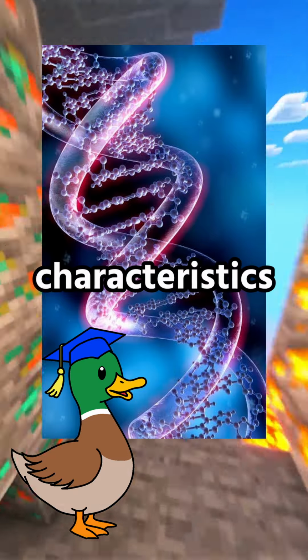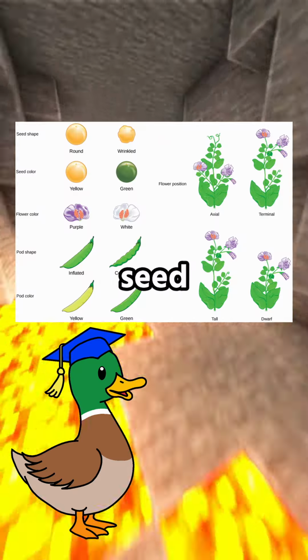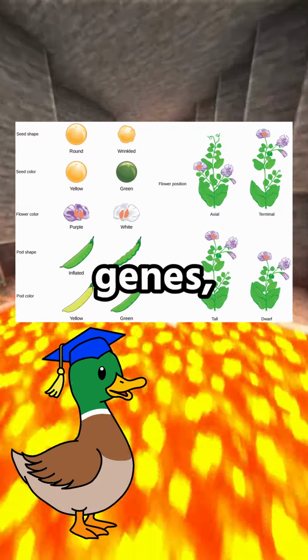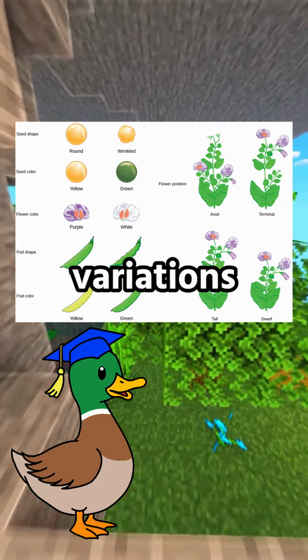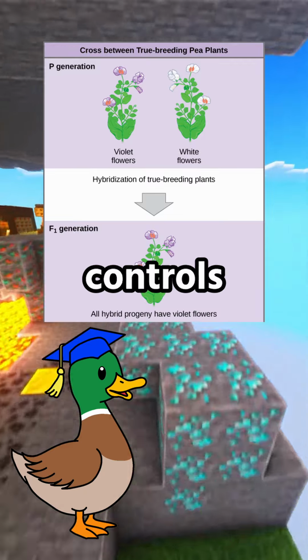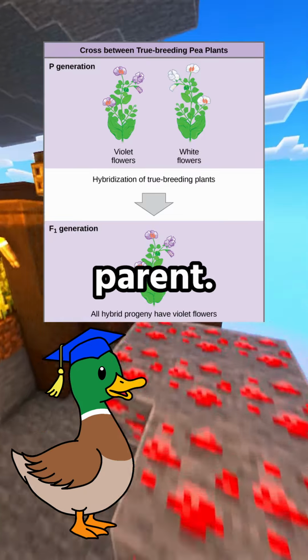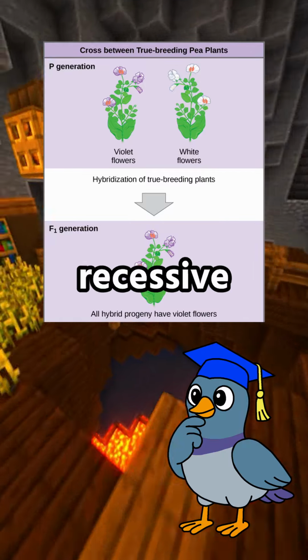Let's talk about characteristics and traits. Mendel found that traits, like flower color or seed shape, were passed down through genes, which exist in different variations called alleles. In a diploid organism, where a gene controls a single characteristic, there exist two alleles, one from each parent. But what about the whole dominant versus recessive thing?